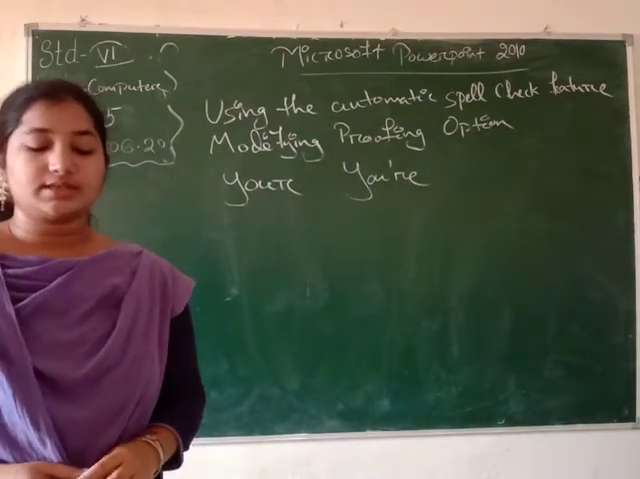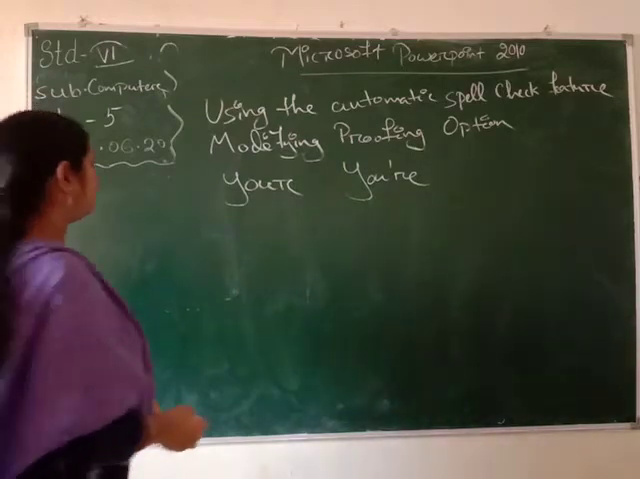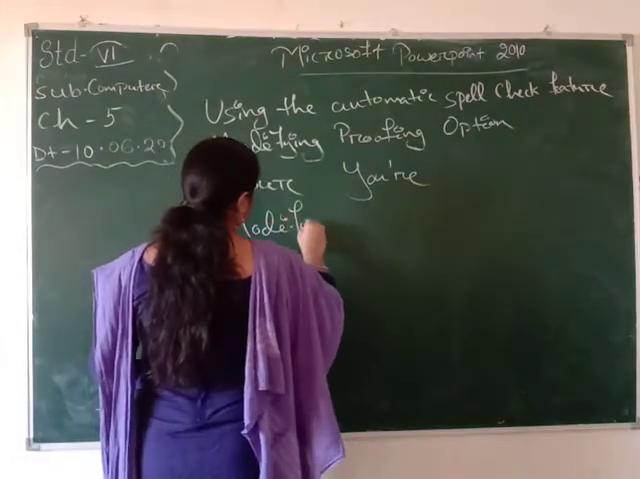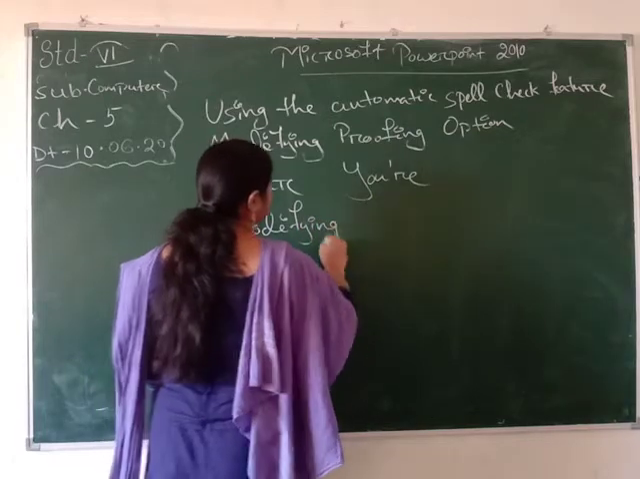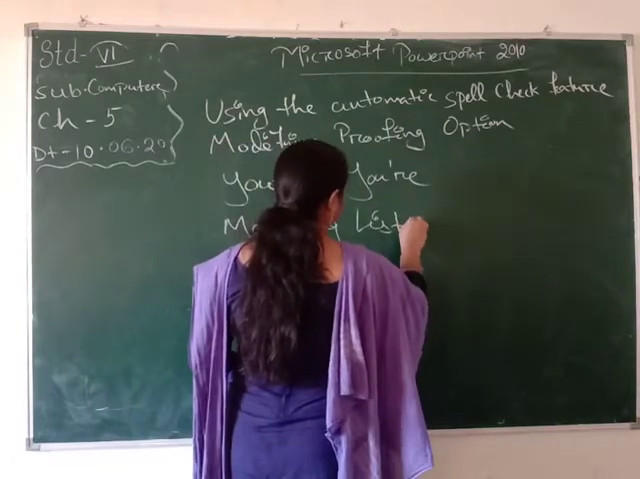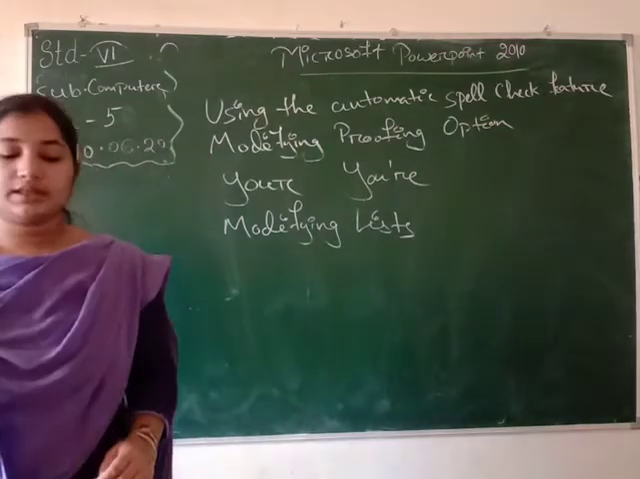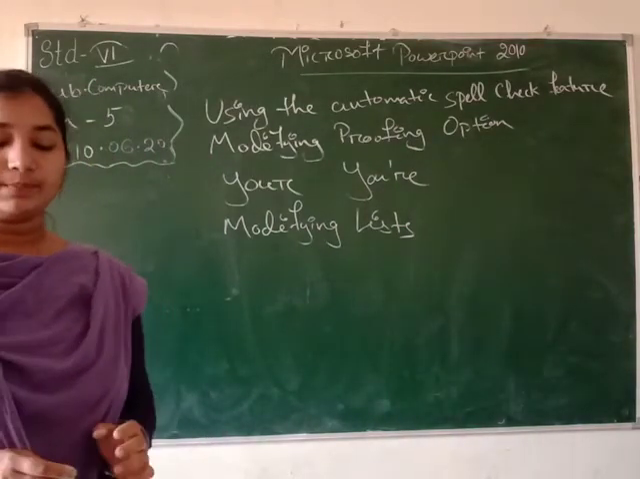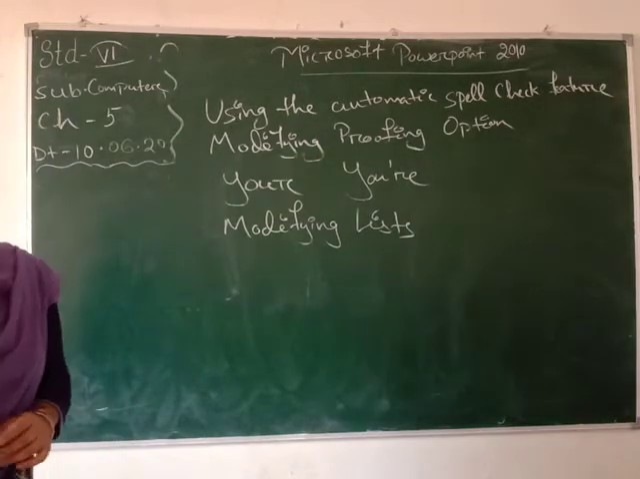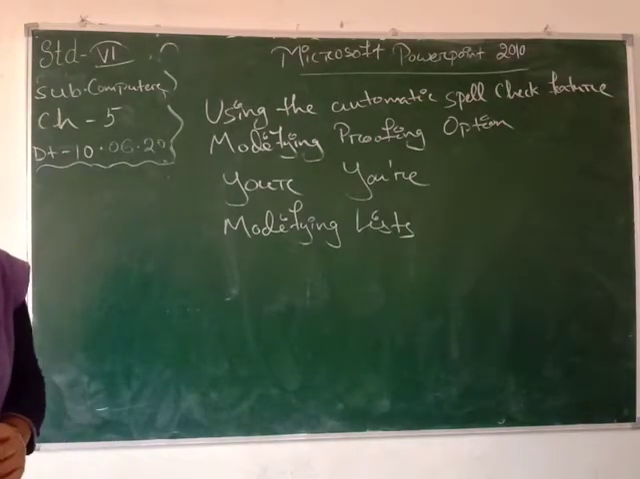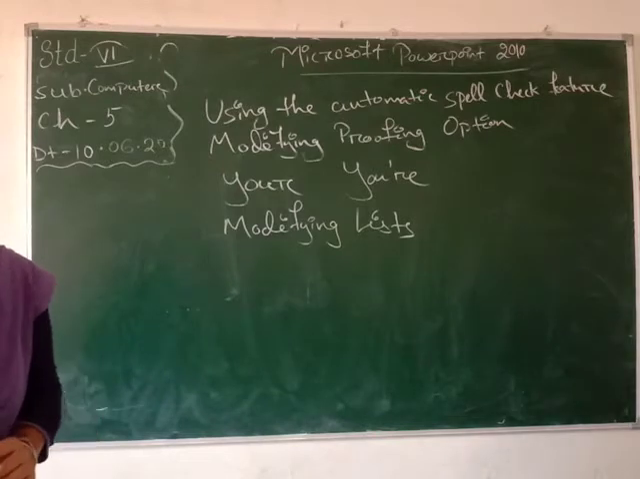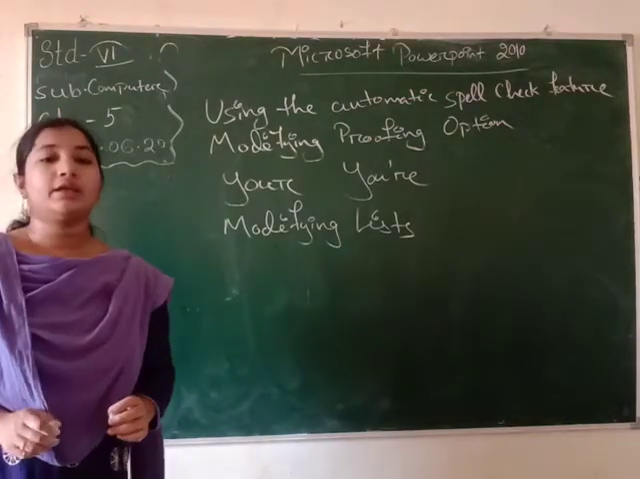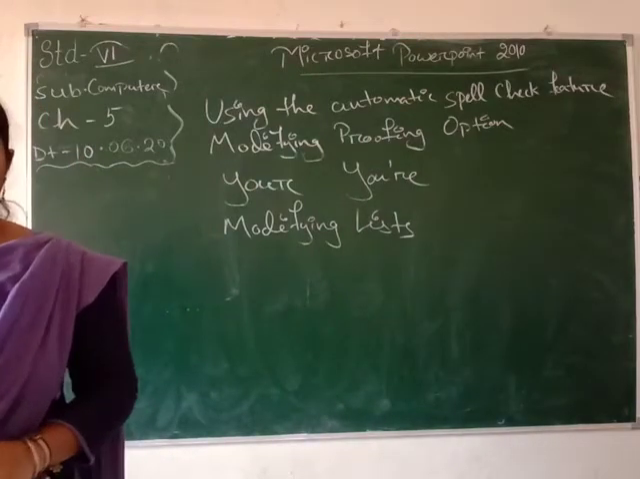So now we discuss modifying lists. Next is modifying lists. When we type text into the placeholder, a bullet is placed at the beginning of each paragraph.